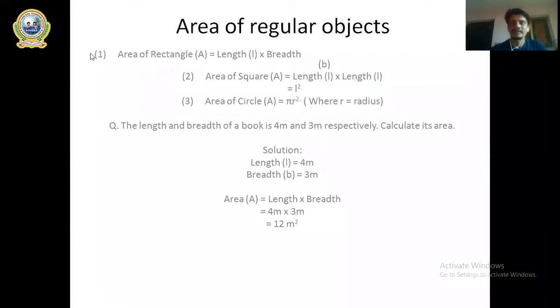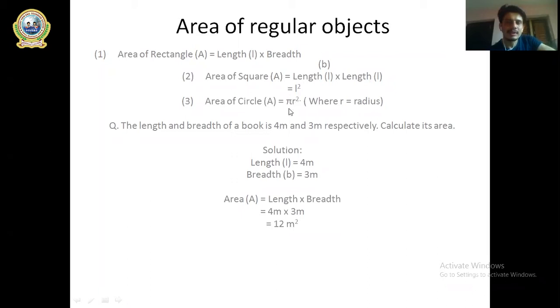So listen there once again. Area of rectangle equals length into breadth. Area of square equals L into L. That implies L square, or you can say length square. Length square is the formula to calculate area of square. And last but not the least, there is a circle. Area of circle, you can see that area of circle A equals pi r square.